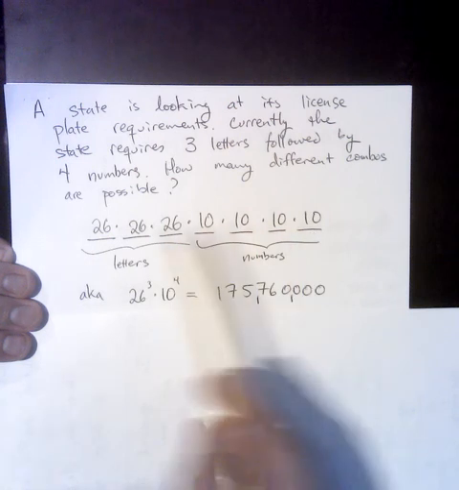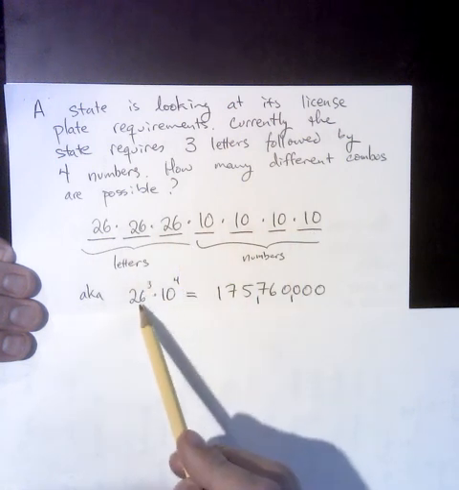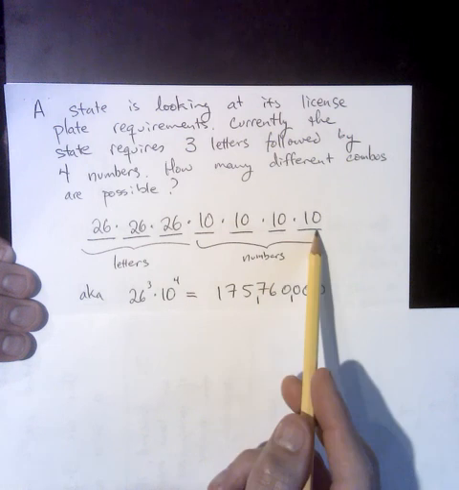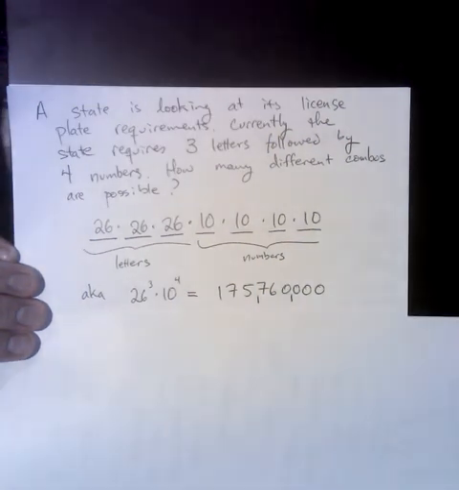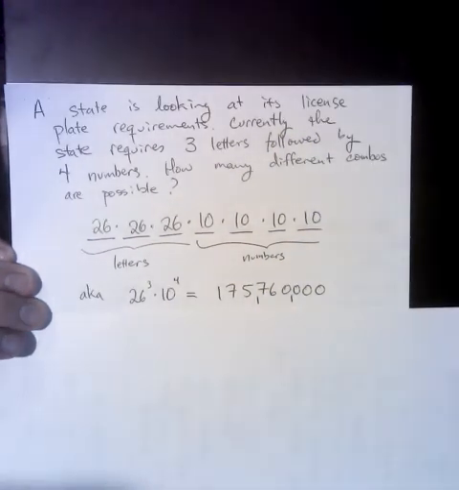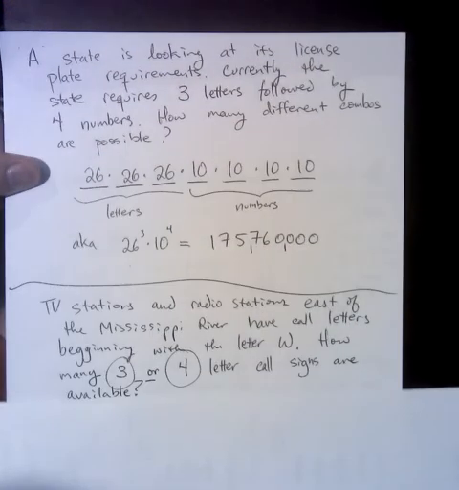Altogether, we have 26 multiplied 3 times, 26 to the 3rd power, and then 10 multiplied 4 times, 10 to the 4th power. Altogether, that's 175,760,000 different possible license combinations. Okay. What about this one?